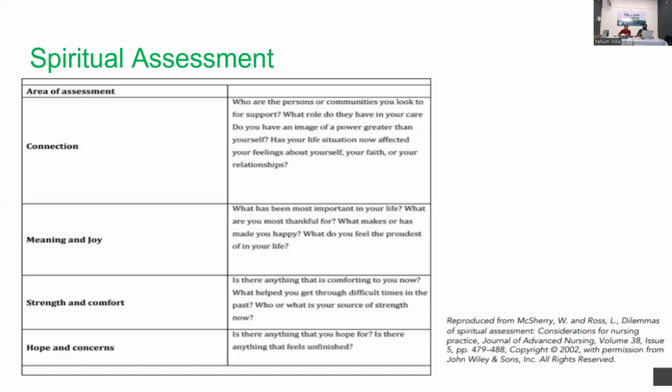So what do you feel proudest of in your life? It could be my work, the amount of effort that I have put into my work. Strength and comfort: is there anything that is comforting to you now? Does something give you comfort right now? What helped you get through difficult times in the past? Will that help right now? So with all these concerns, is there anything that you hope for? Is there anything that feels unfinished?